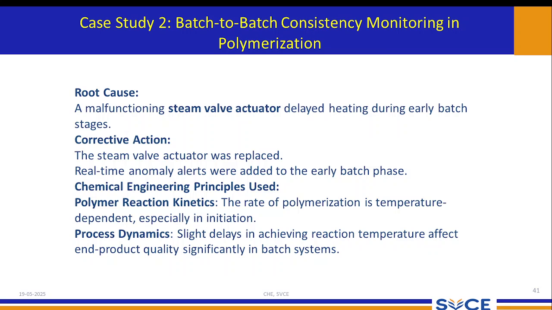So why has this happened? The corrective action is to replace the steam valve actuator. Because of the malfunction of the steam valve, heating was delayed during the early batch process, and because of that the polymerization rate efficiency is not good. So the steam valve actuator was replaced, and real-time anomaly alerts were added to the early batch phase.